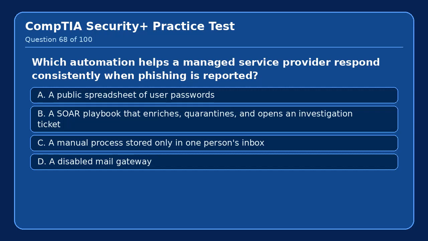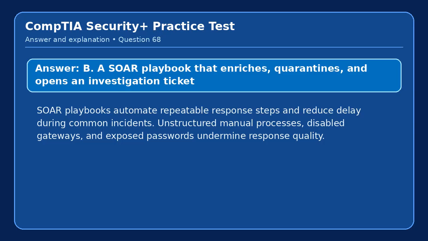The answer is B. Federated single sign-on. Federated SSO allows applications to trust a central identity provider for authentication. Separate unmanaged accounts, anonymous access, and password sharing reduce control and visibility.